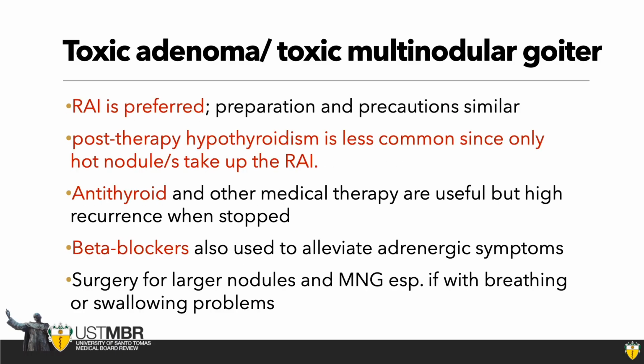We like radioactive iodine as treatment, of course. To temporize while waiting for the radioactive iodine, we give them antithyroid to make them euthyroid first before delivering the radioactive iodine. And while waiting for thyroid hormone to go down, you give them beta blockers to alleviate their adrenergic symptoms.